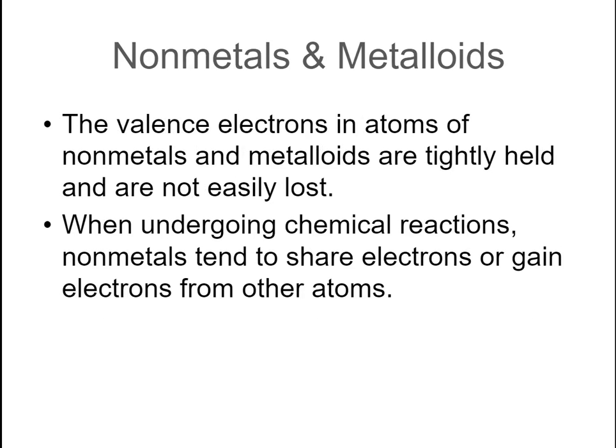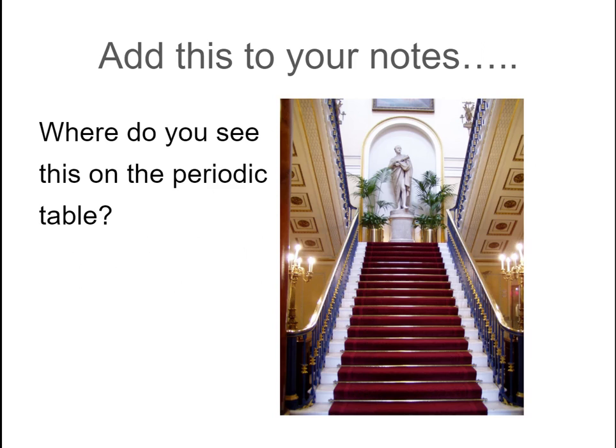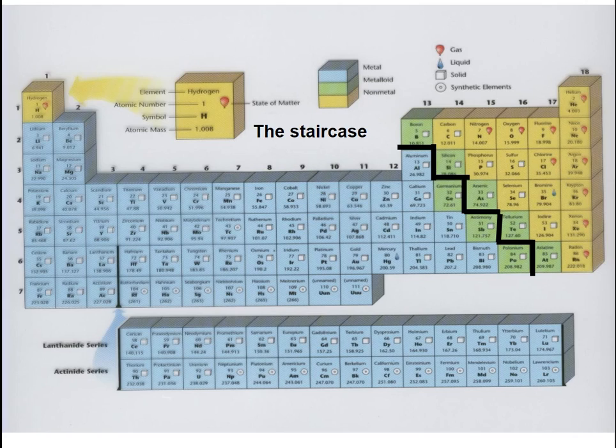So nonmetals and metalloids. The valence electrons in atoms of nonmetals and metalloids are tightly held and are not easily lost. When undergoing chemical reactions, nonmetals tend to share electrons or to gain electrons from other atoms, usually metals. So where do you see this on the periodic table? We see it in the staircase, where the metalloids are.